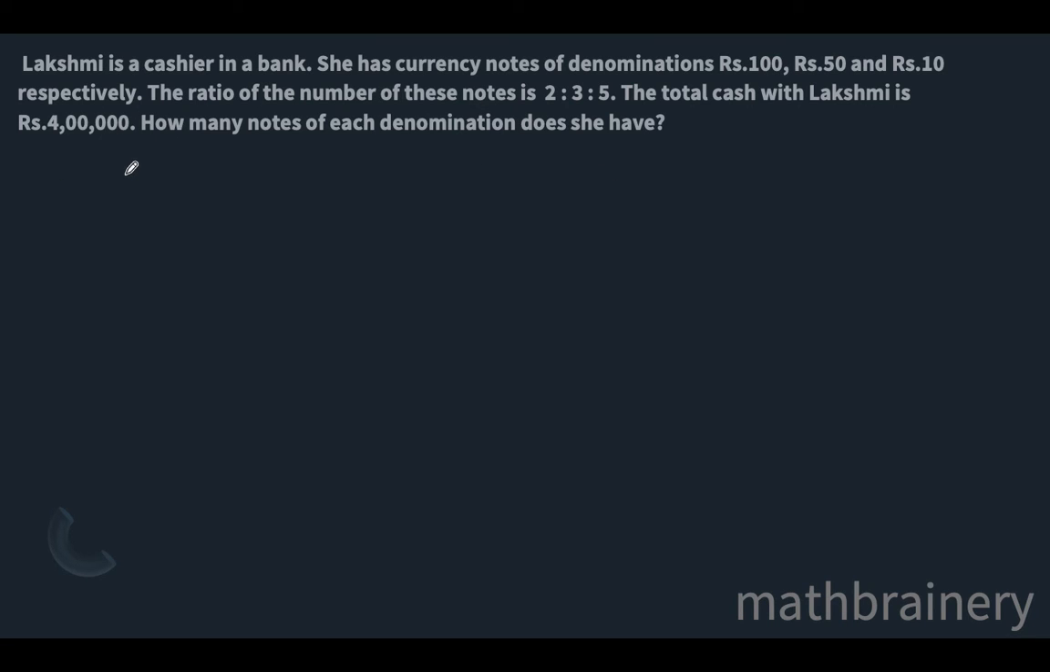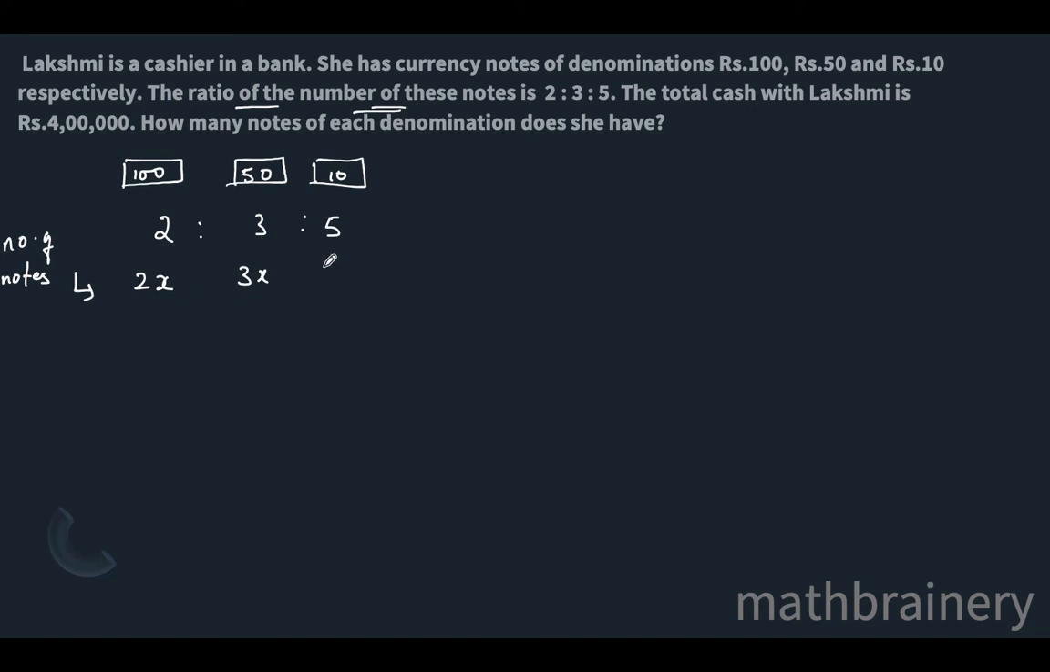So Lakshmi has currency notes of some denominations like 100 rupees, 50 rupees and 10 rupees. What is given? The ratio of the number of notes. Number of notes are in the ratio 2:3:5. That means I can assume there are 2x 100 rupee notes, 3x 50 rupee notes and 5x 10 rupee notes.